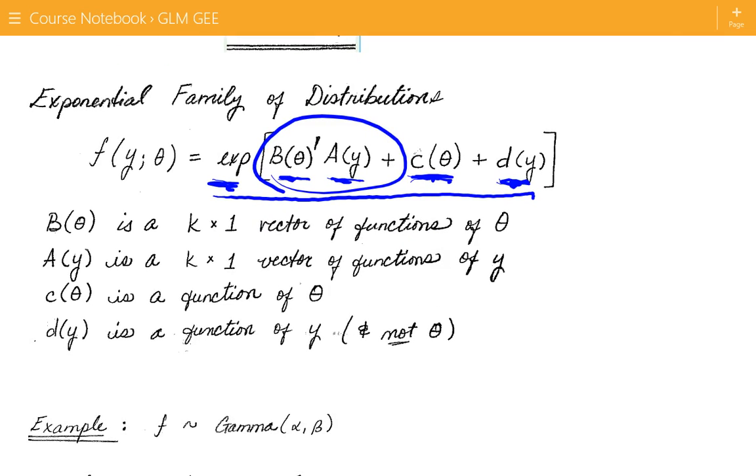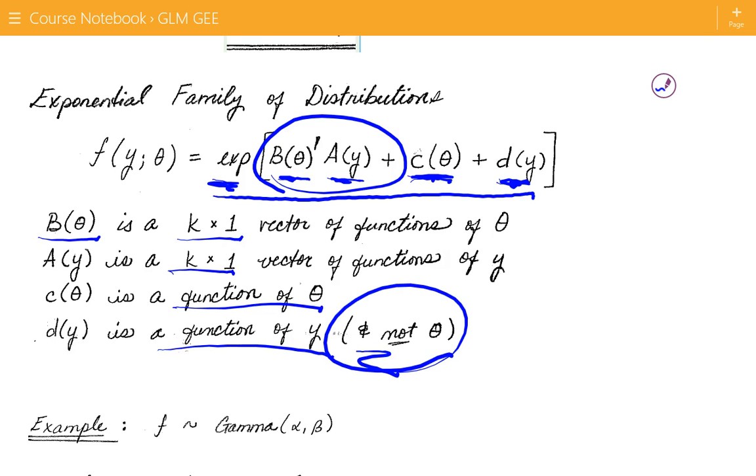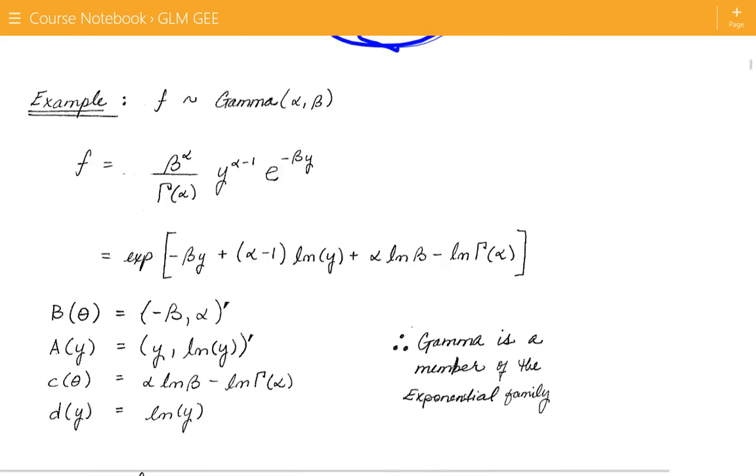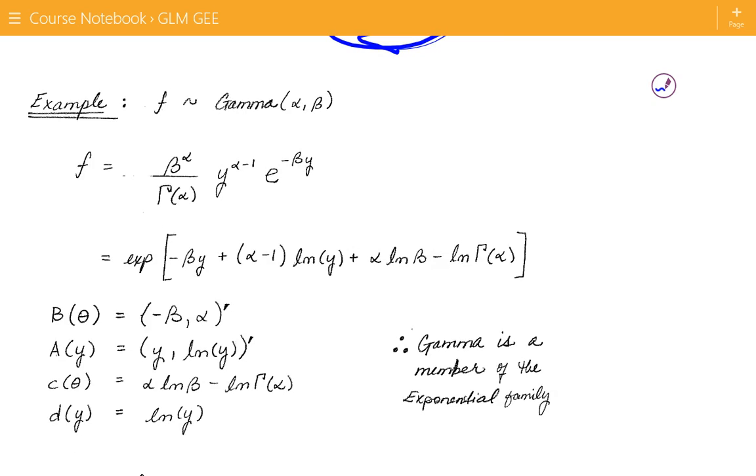So if we think of b as a k by 1 vector of functions, a is a k by 1 vector of functions of y, c is a function of theta, and d is just a function of y. It's key to say that d is not a function of theta. For example, let's consider the gamma distribution. The gamma distribution PDF is typically written in this form. It has two parameters, beta and alpha, and the PDF is written as beta to the alpha times the gamma function evaluated at alpha, this capital gamma being a mathematical function, multiplied by y to the alpha minus 1, e to the negative beta y.